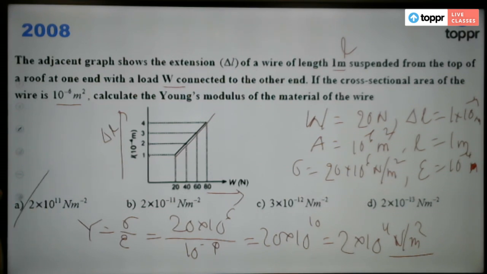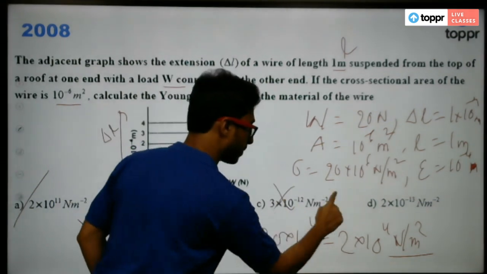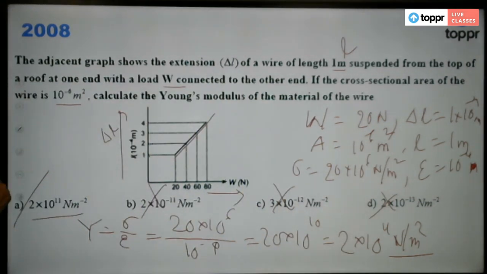It is nothing but 2 into 10 to the power 11, right? This is my right answer. This is very simple, but the only thing is that we have to interpret the graph, right? Okay.